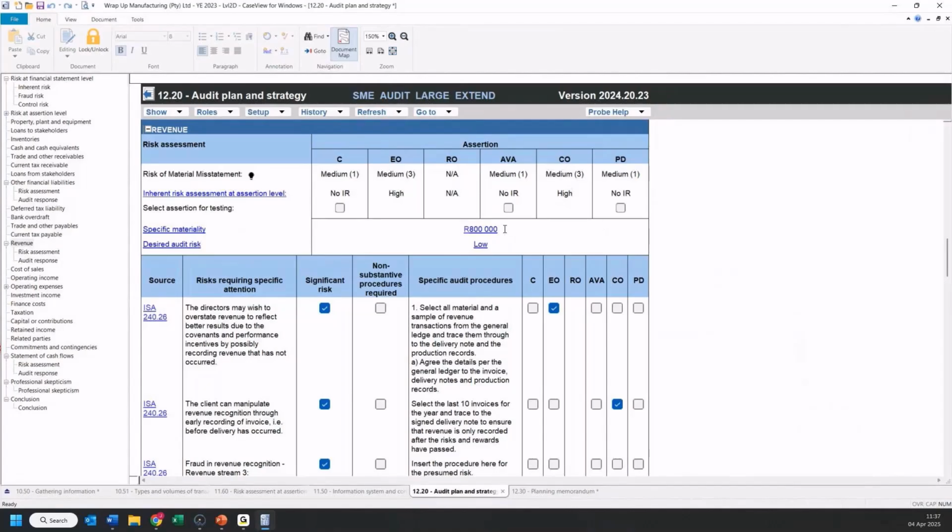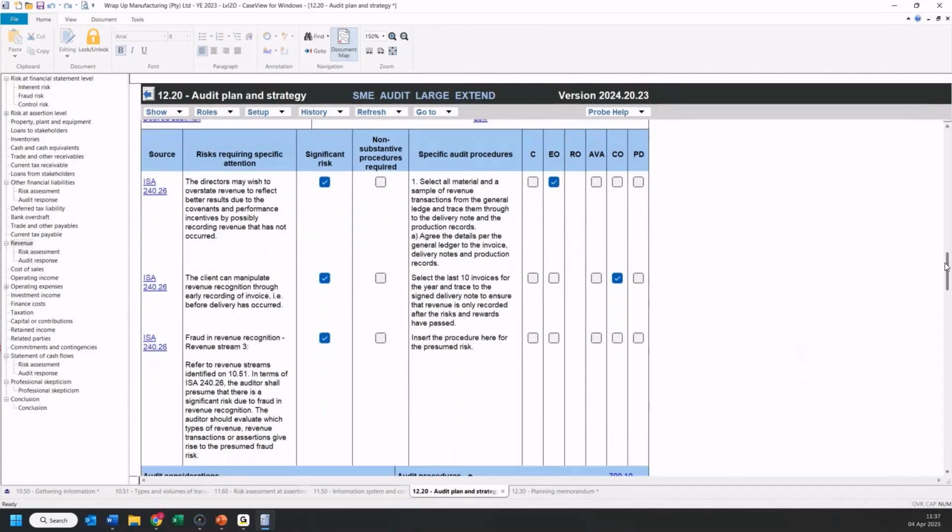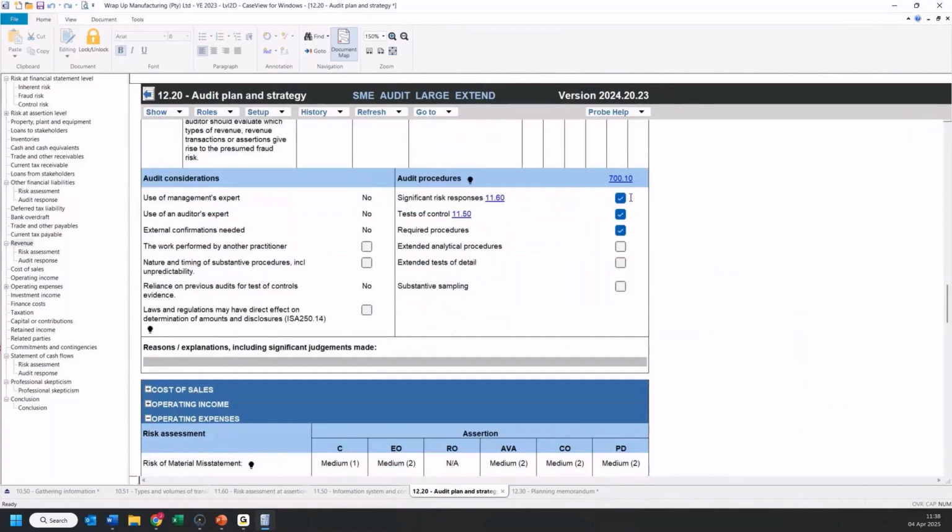I can see my specific materiality flowing through, with the desired audit risk as a reminder of what I need here in my audit plan and strategy. Again, I can see the fraud risks and all of the other risks recorded. I can see that I have specific audit procedures here. In the next part, I can also see I've got the significant risk responses. I've got the control tests recorded, right? We can't see the actual tests, but we'll see them just now in the work program. And then I've got required procedures.